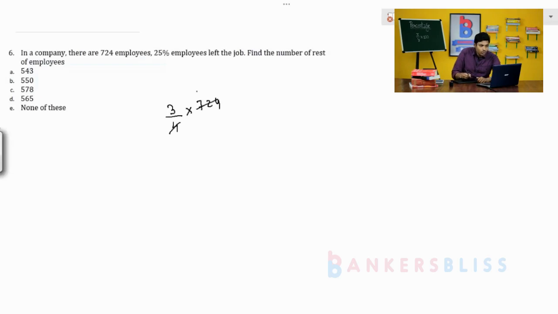So 4 1s are 4, 3 carry over, 4 8s are 32, 4 1s are 4, which is equal to 181. 3 into 181, 3 1s are 3, 8 3s are 24, 3 1s are 3 plus 2, 5. So 543. Option A is the right answer. Okay, let's go to the next problem, problem number 7.